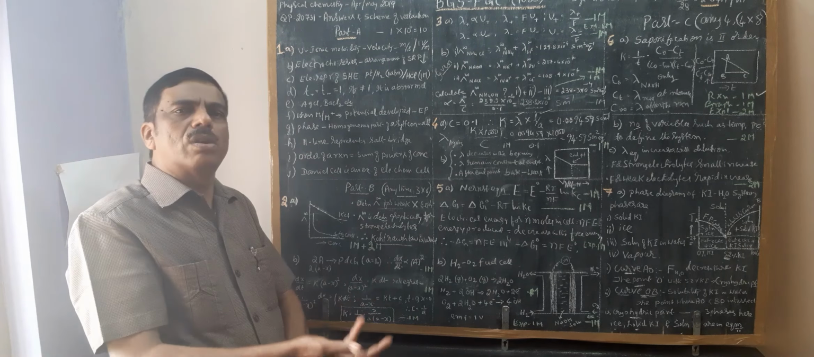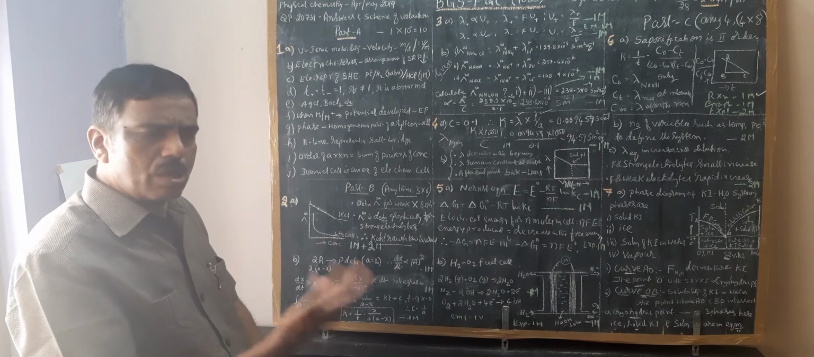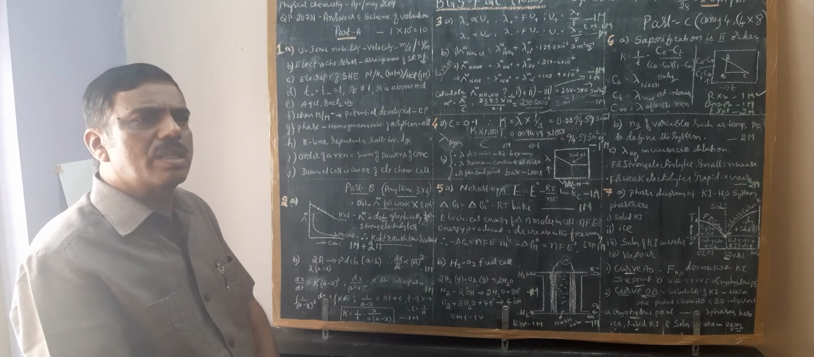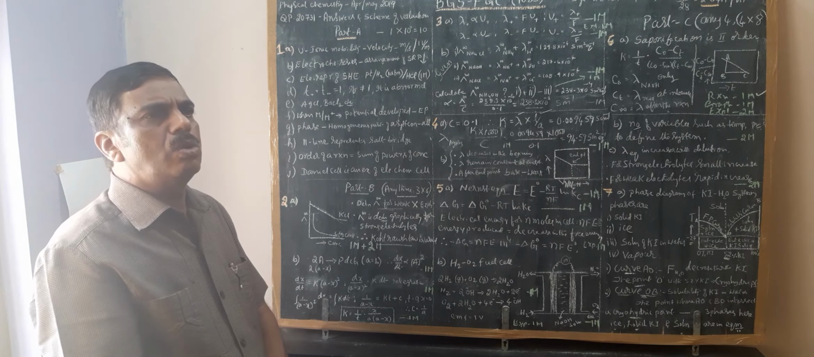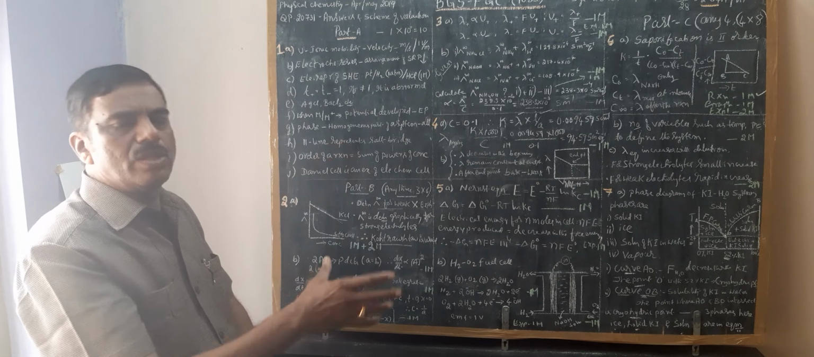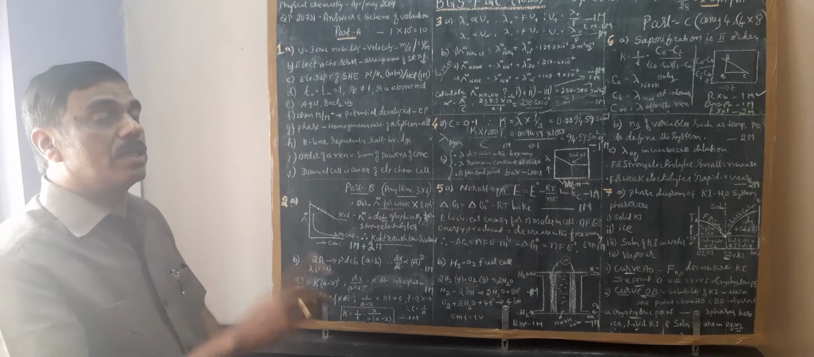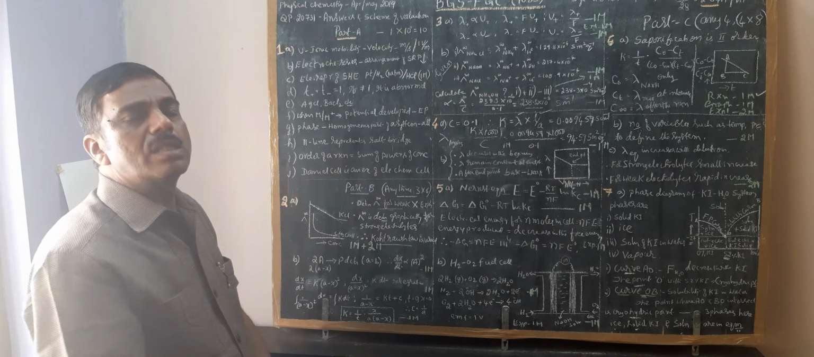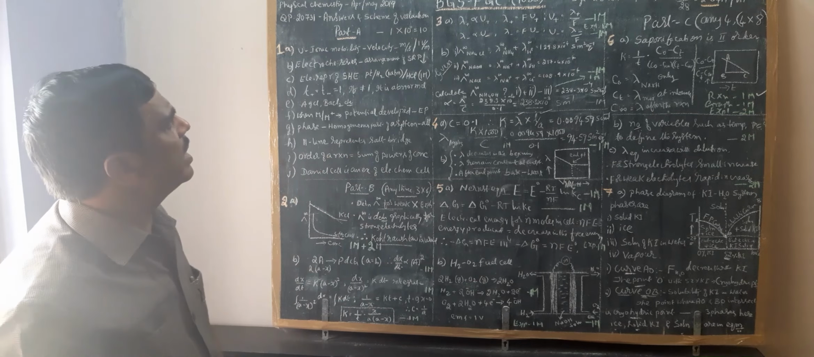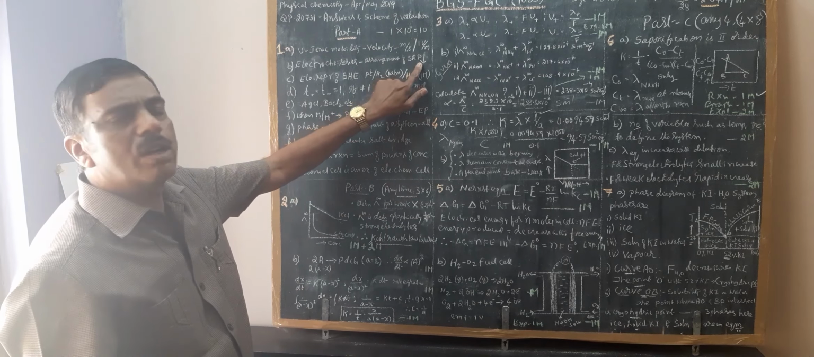Actually, some electrodes undergo oxidation, some electrodes undergo reduction. Even if there is oxidation, it will be converted into reduction potential by changing the sign. So you arrange the standard reduction potentials, measured in standard conditions, in decreasing order, and that arrangement is called the electrochemical series.